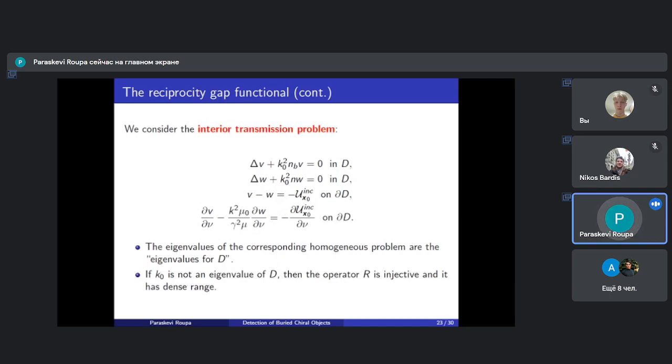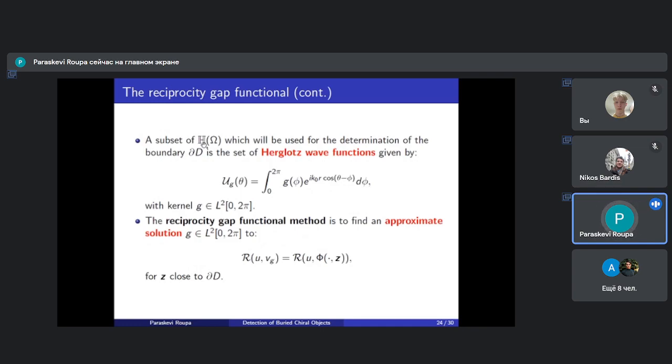In order to formulate our basic theorem, we have to consider this interior transmission problem. We have two Helmholtz equations which are valid in D, and we have these two transmission conditions. The eigenvalues of the corresponding homogeneous problem are the eigenvalues for D. If K0 is not an eigenvalue of D, then the operator R, we have proved, is injective and has dense range.